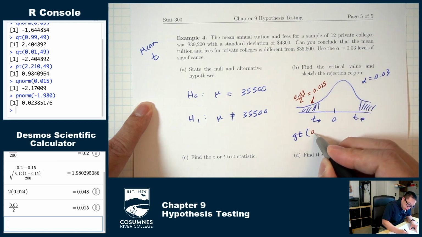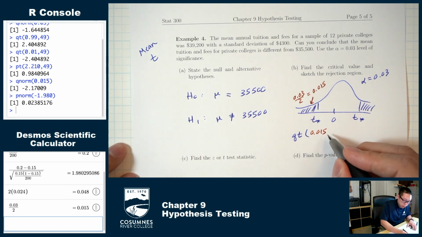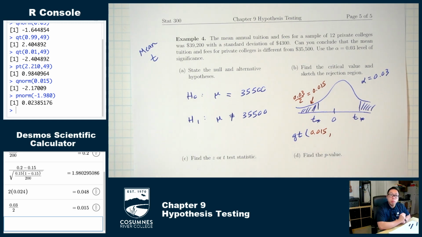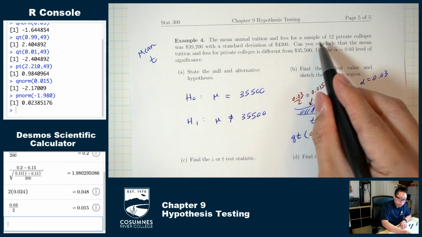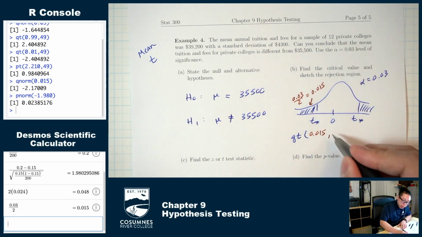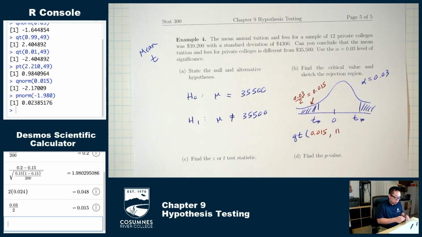Okay, that's what the U feed are. Okay, qt has a DF also. So degrees of freedom is 1 less than the sample size. Sample size 12 colleges, 1 less would be 11. So we're going to do qt 0.015 comma 11.